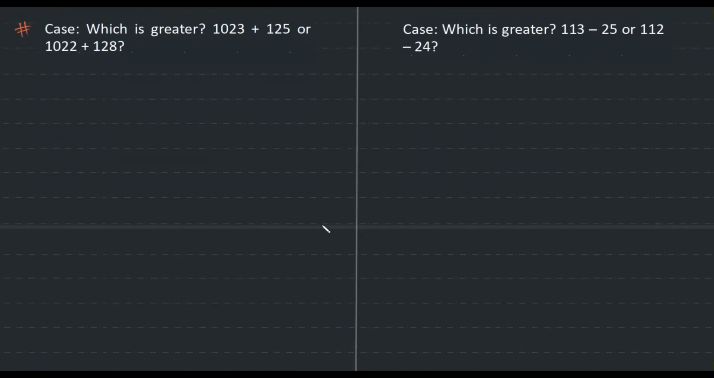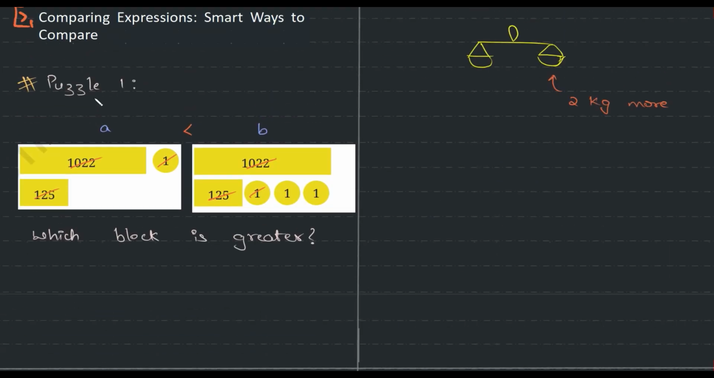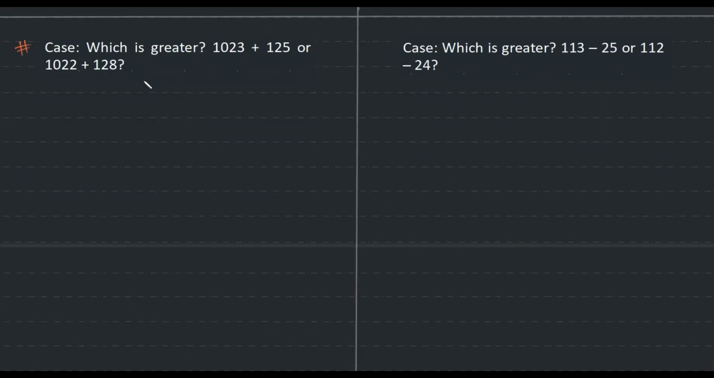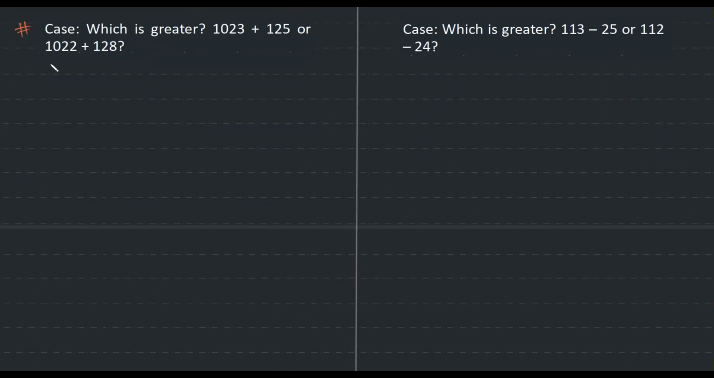Similar to what we just saw, we can do it with numbers as well, and that's what we are learning, and that's what the heading is: comparing expressions, smarter ways to compare. So without actually doing any addition or subtraction, we will compare numbers. Let me explain how. 1023 and 125 being added. This has to be compared with 1022 plus 128.